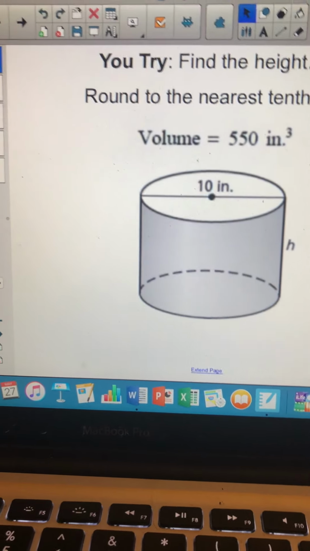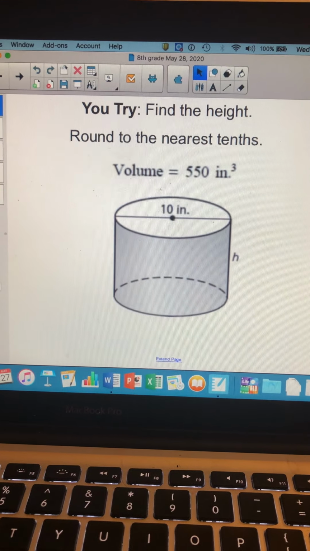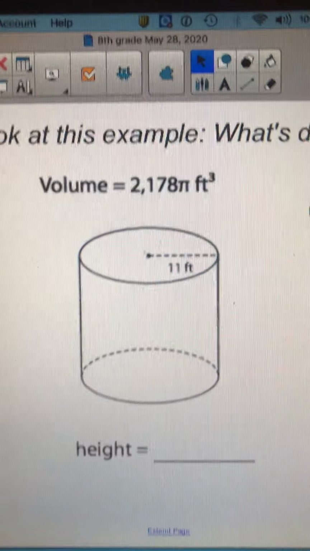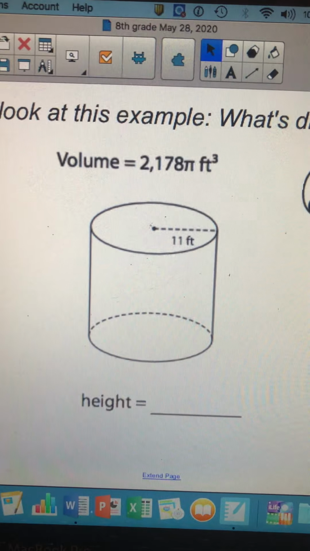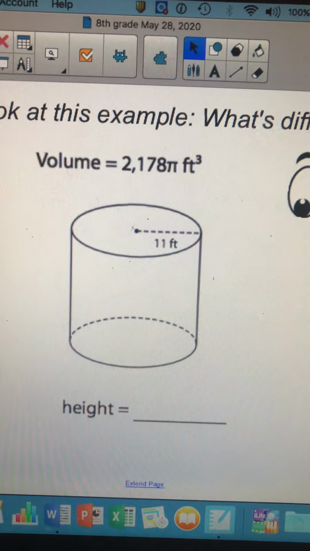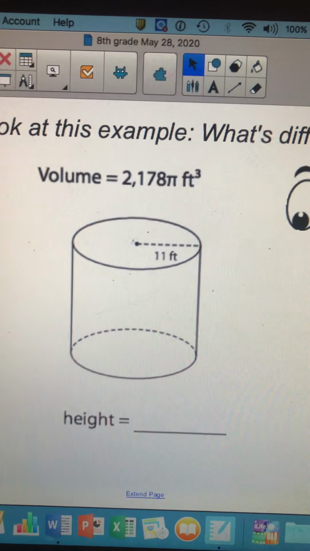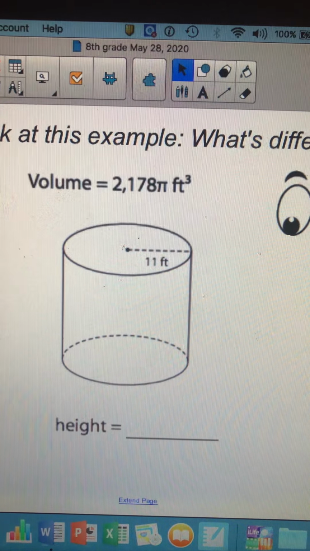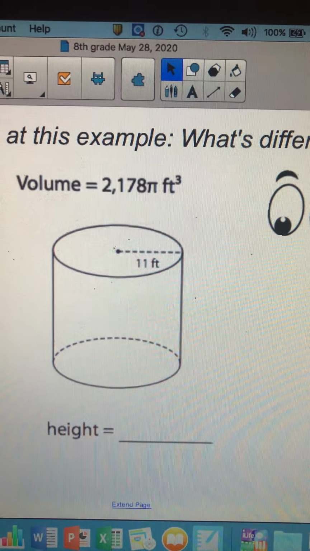I gave you one more to try on your own. Be mindful of whether it's a diameter or a radius. And then this is the one I wanted to take a look at. Given this volume, something is different in this problem. Sometimes they're going to give you the volume in terms of pi. And I actually prefer when they do that because it makes my calculations a whole lot easier. And you'll see why. Okay, so I'm going to remake this on my board.